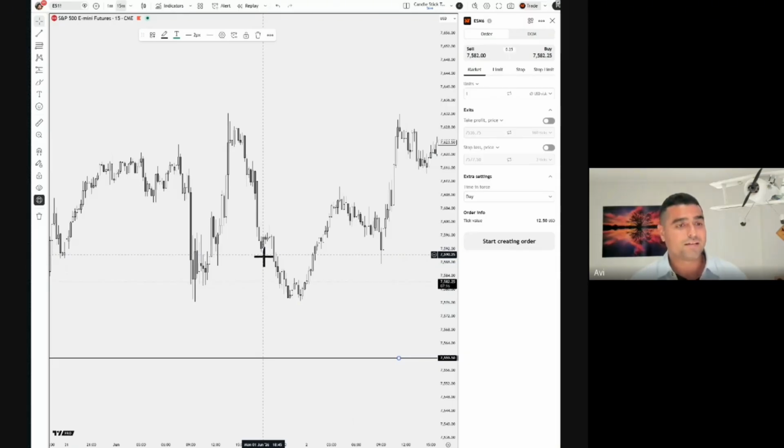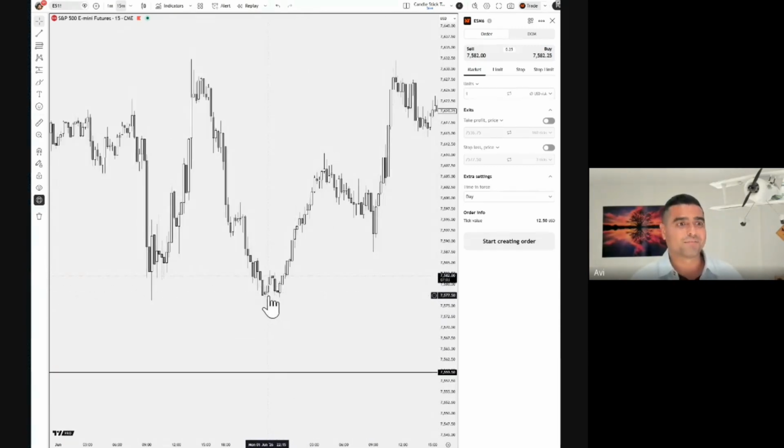Perfect. Then what I like to see first is a reversal pattern. Now, right here, you're getting a double bottom. It's not a perfect one because the second bottom is lower than the first. But for most people, this is a perfect double bottom. So I'd say it's 90%. All right.